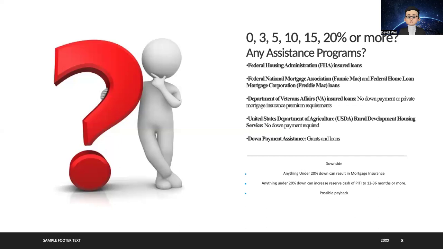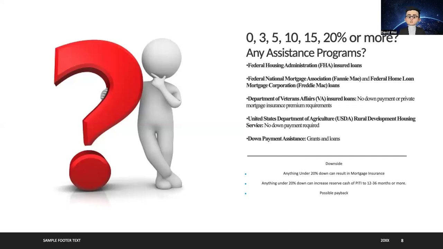Okay. And anything under 20% down payment can increase your reserve cash. What's reserve cash? Besides the down payment, the bank wants to know if you have more cash or not. And normally they want to calculate how long you can hold. Let's say you lost your job today or had some major change in your life.